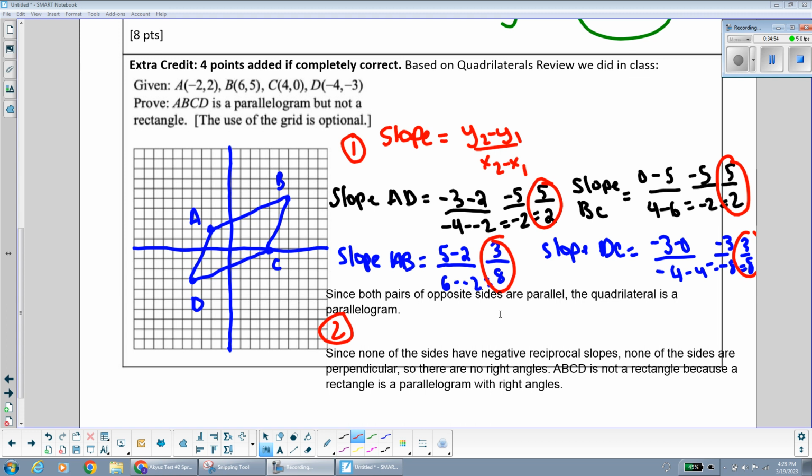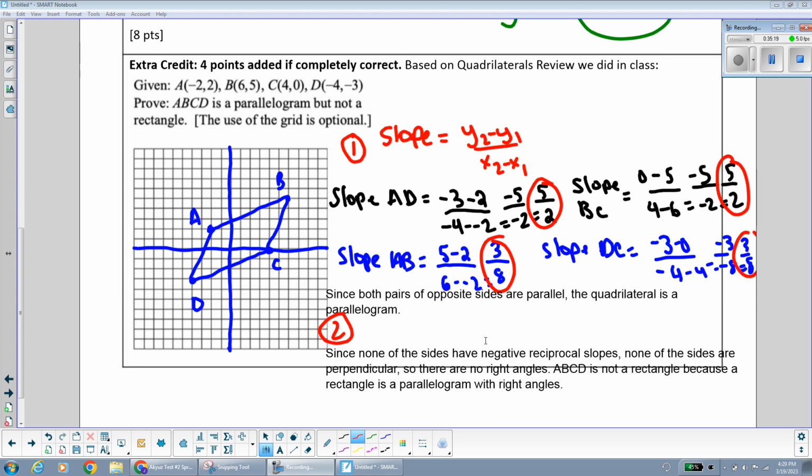So I wrote the concluding statement. I didn't have to redo the slope formulas because I already had them on my paper, but I did have to explain how the work that I had also shows that it's not a rectangle. So I wrote down, since none of the sides have negative reciprocal slopes, none of the sides are perpendicular, so there are no right angles. ABCD is not a rectangle because a rectangle is a parallelogram with right angles.